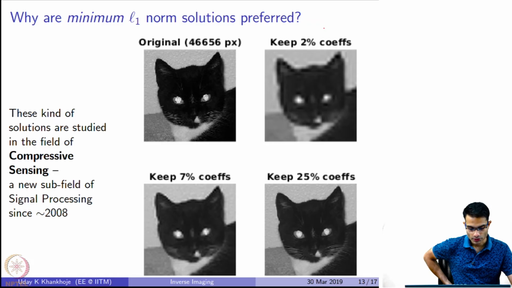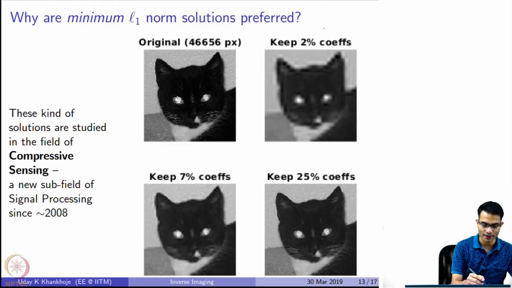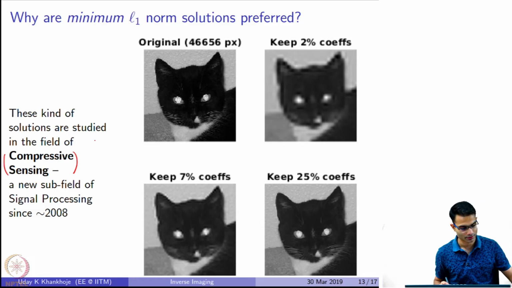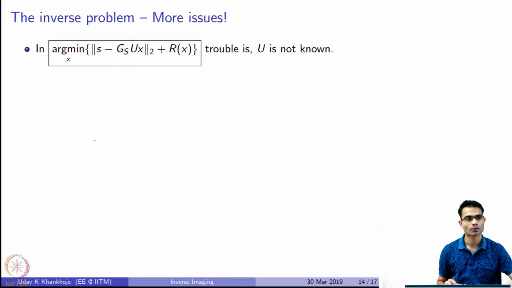Right? So the field where these problems are studied is the field of compressive sensing. Compressive sensing means I am trying to get sparse solutions from undersampled data. I have undersampled data and I want something that can recover the solution. All right. So now let's look at a few more issues.